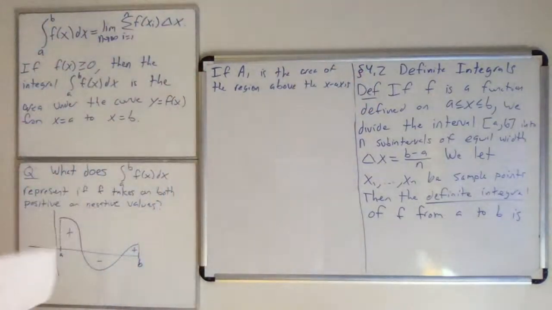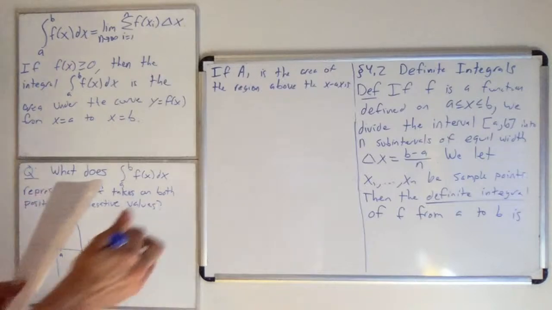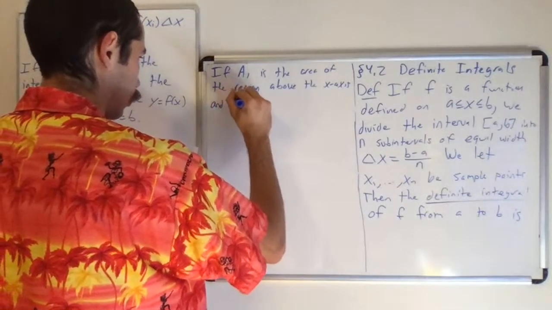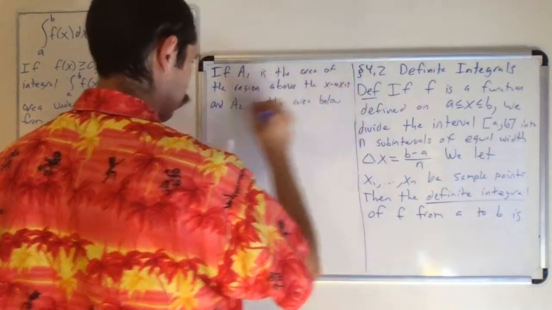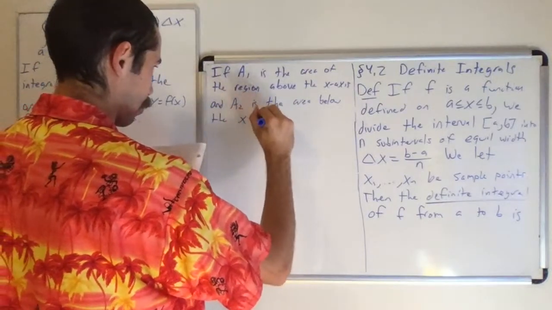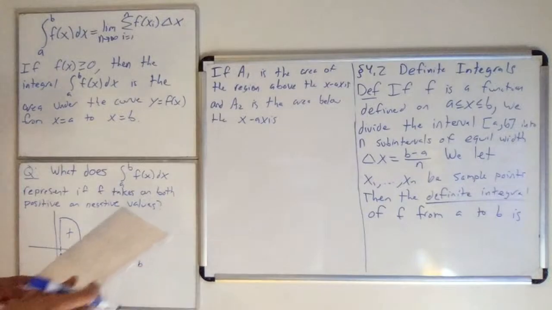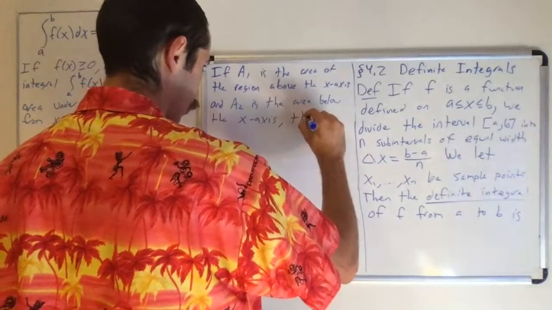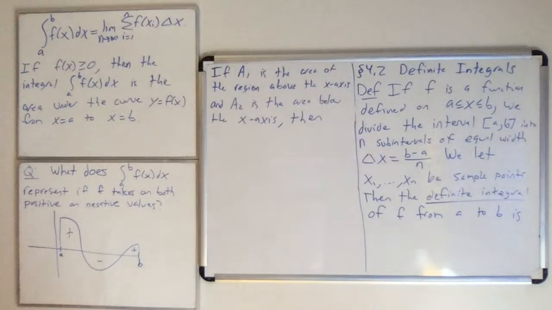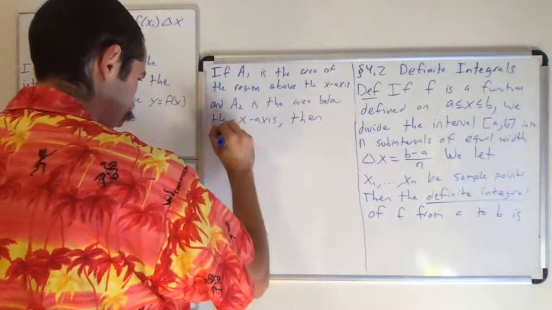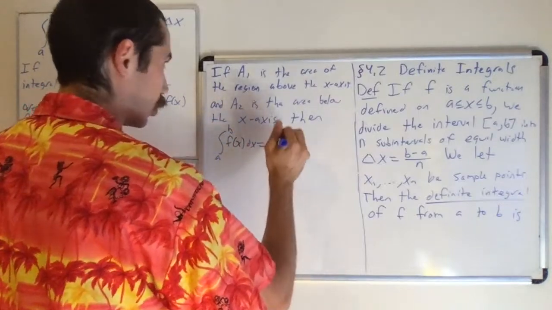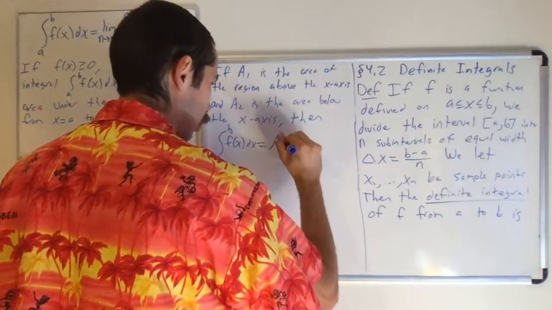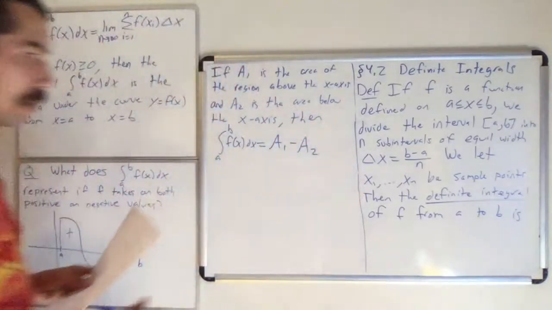So if A1 is the area of the region above the x-axis, and A2 is the area below the x-axis, then the integral from A to B of f of x dx is equal to the positive area minus the area below.